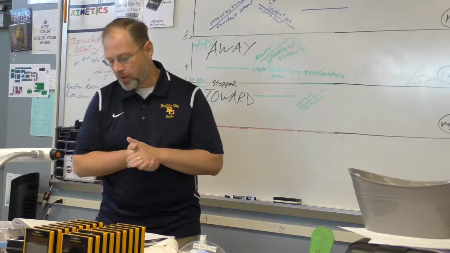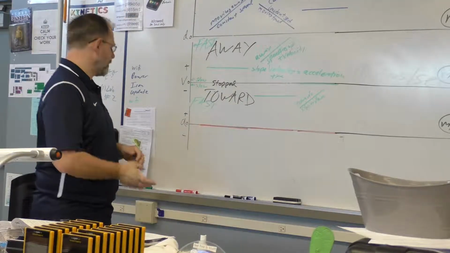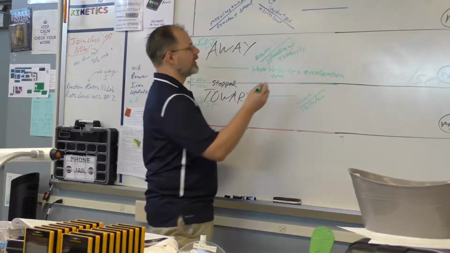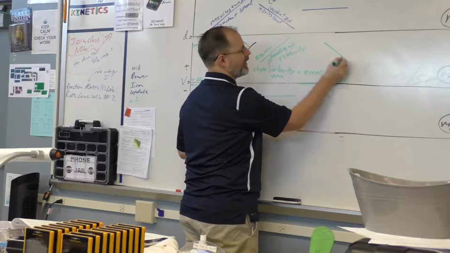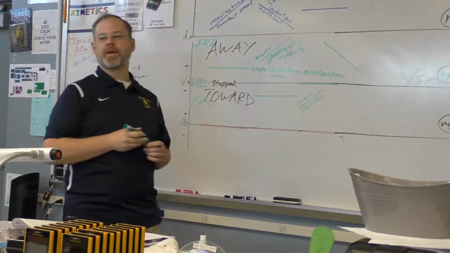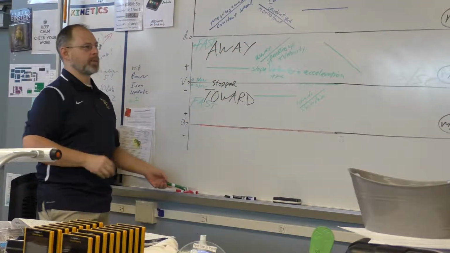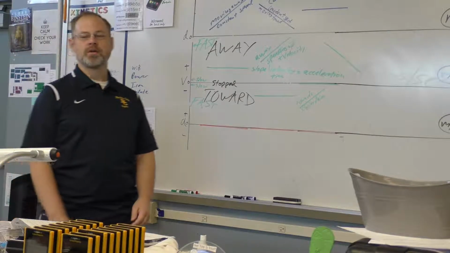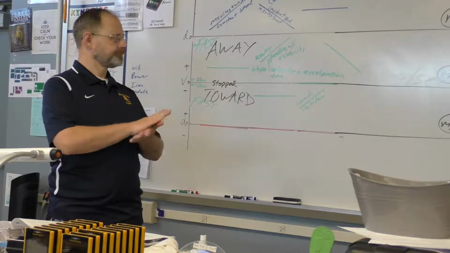Okay, next one. What kind of motion would you have if your line in the velocity time curve looked like that? Take a few seconds with your neighbor, chat it out. You can probably figure it out just using process of elimination, but take 10 seconds.